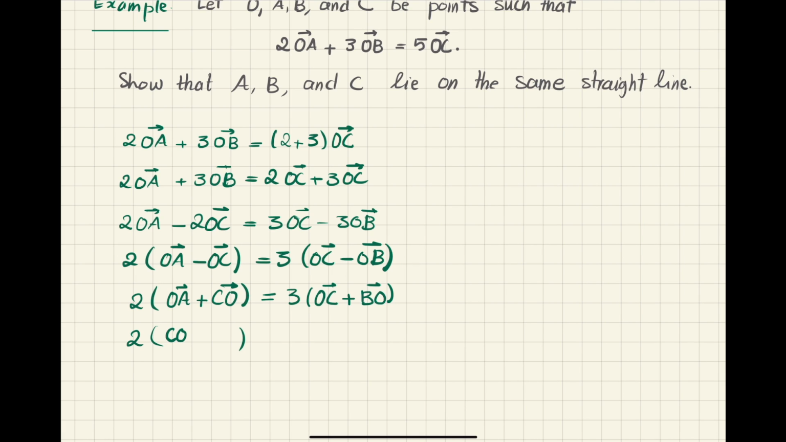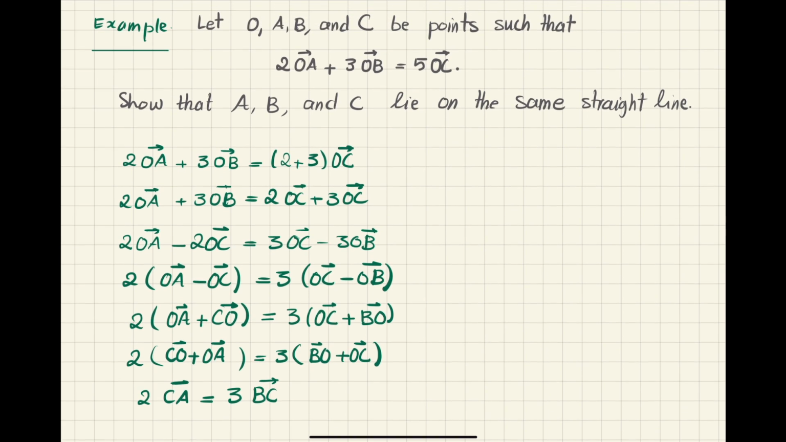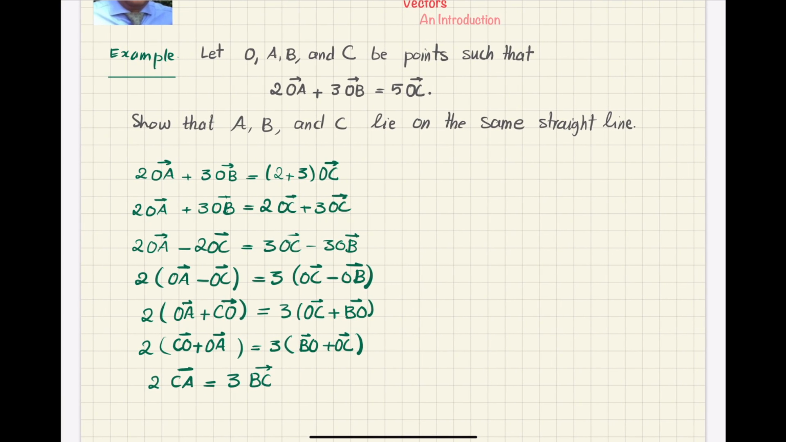So I would write CO on the left and OA on the right. On this one, I would write BO on the left and OC on the right. Yes? Now what can I write? I can write 2. What can I write instead of CO plus OA? CA. And then what can I write here? BC. Okay. But, so you see, I am just doing algebra.